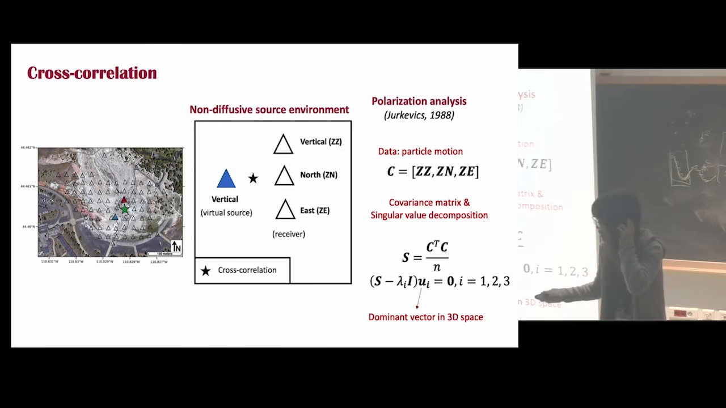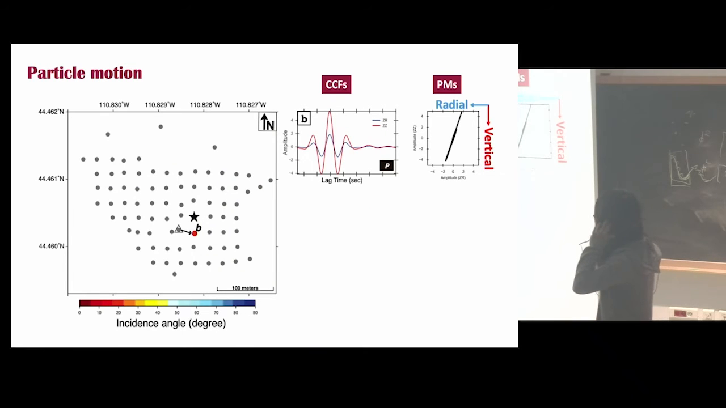And through eigendecomposition, we can retrieve a dominant vector in the 3D space. That means we can use this information to study the polarization. So this is an example of particle motion, one example of cross-correlation. Blue is the vertical-radial correlation, red is the vertical-vertical correlation.